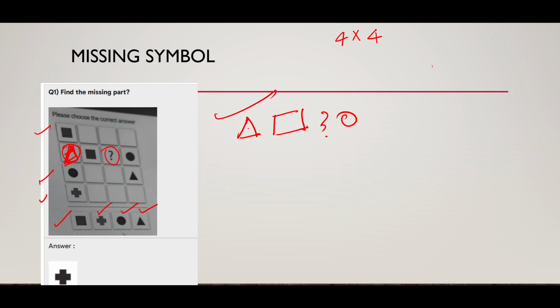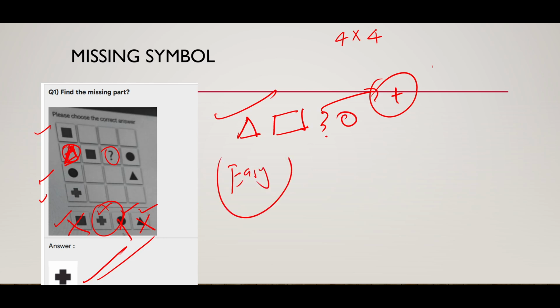So we have triangle, then we will eliminate the triangle option. We have square, we will eliminate the square option. We have circle, we will eliminate the circle option. Now we are left with plus. So in the question mark, we will fill plus, and this will be our answer. So this one was easy. This kind of question you will be getting in Sudoku.